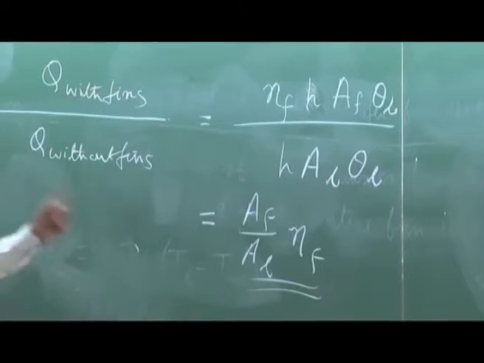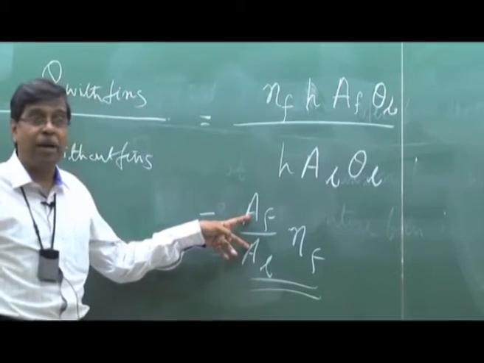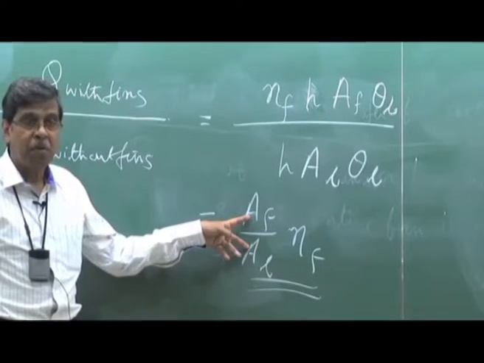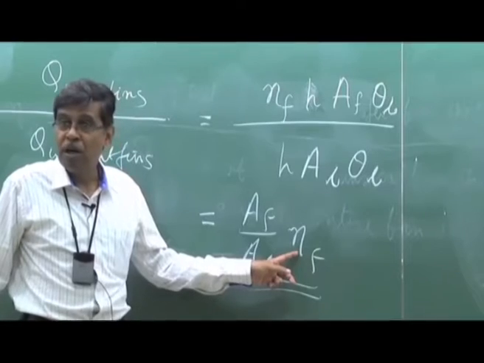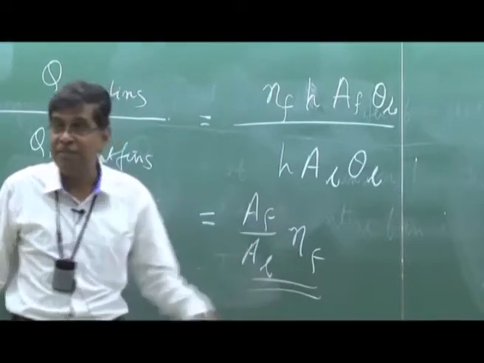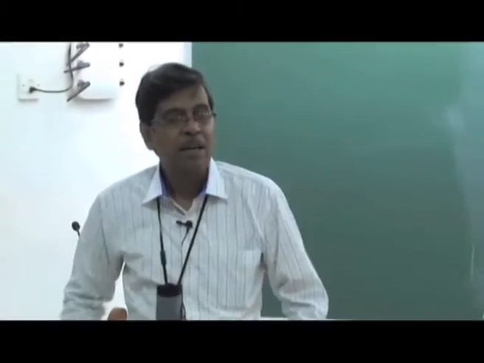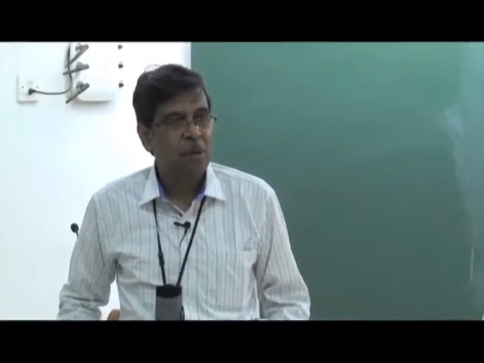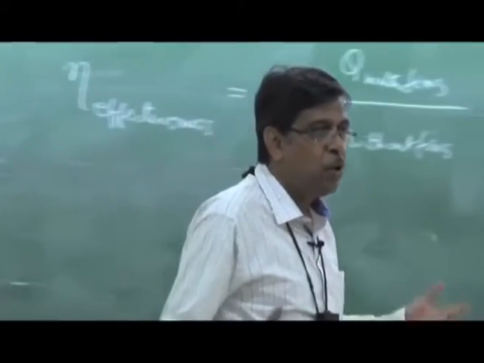This is so simple, but it tells many things. That means I gain by using fins because I have a huge value of A by A_b. But I should also consider if eta_F is not very low. If you multiply a high value with a very low value, if eta_F is very low, my gain may not be very high. That means I am providing additional surface. But efficiency is not a function of surface area. You go through the expression.